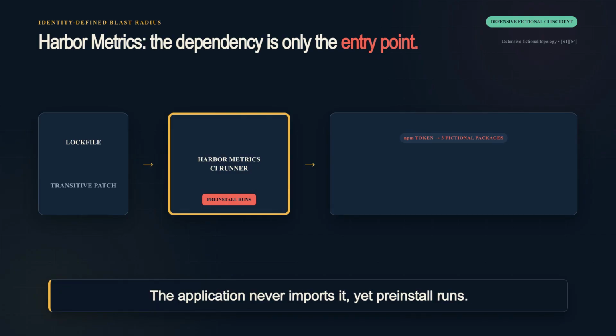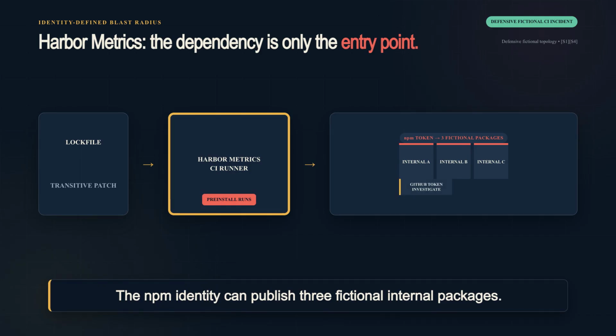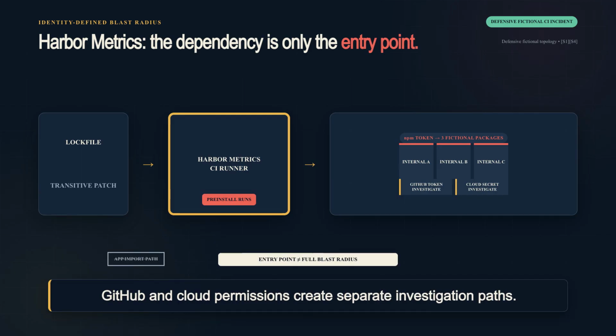The original dependency is only the entry point. The potential propagation set is the 3 packages the npm identity can publish, while the GitHub and cloud tokens create separate investigation paths. This example is defensive and does not reproduce malware behavior.